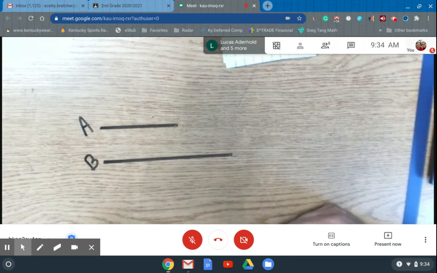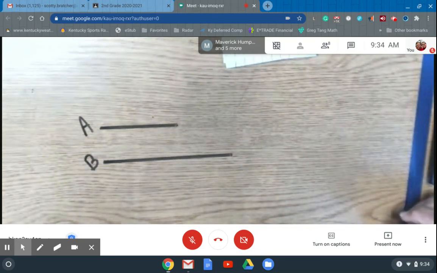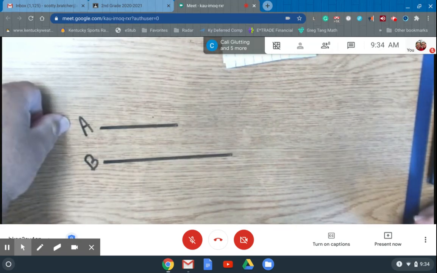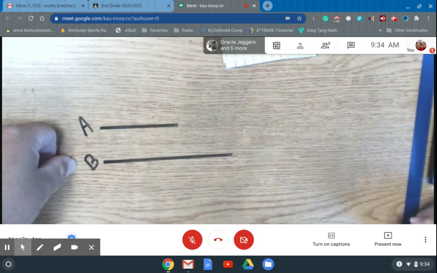A or B? If you think A is longer, touch your nose. If you think B is longer, put your hand on top of your head. Which one is longer? A, touch your nose. B, hand on top of your head. All right, now everybody got their hand on their head. Good job.